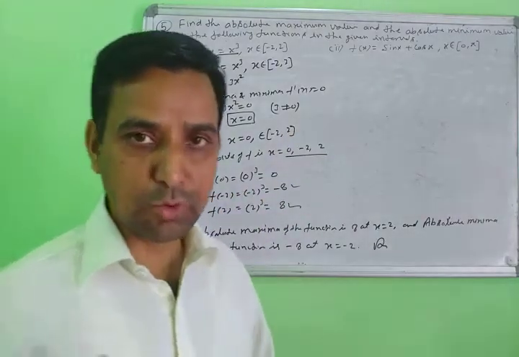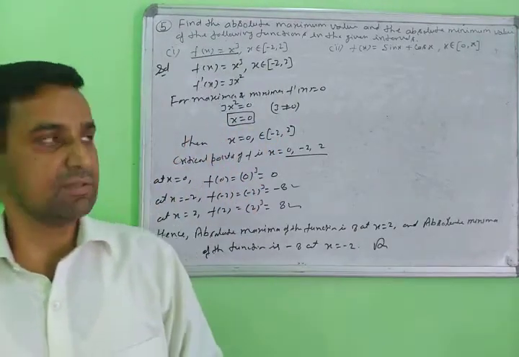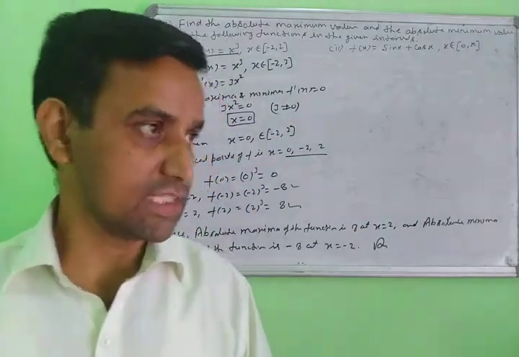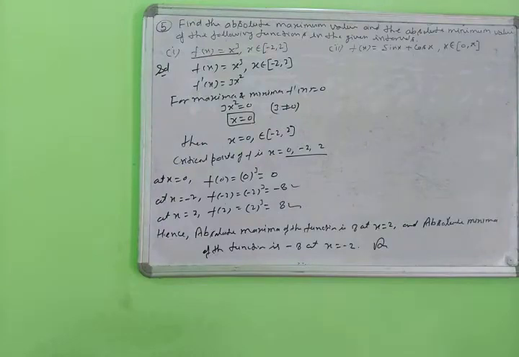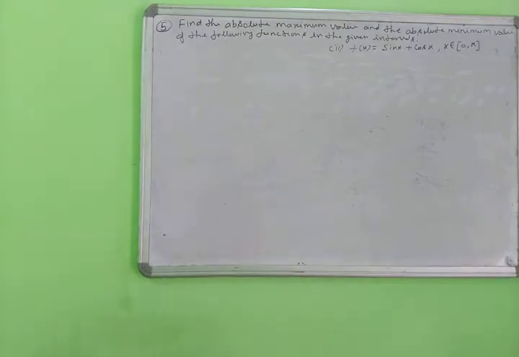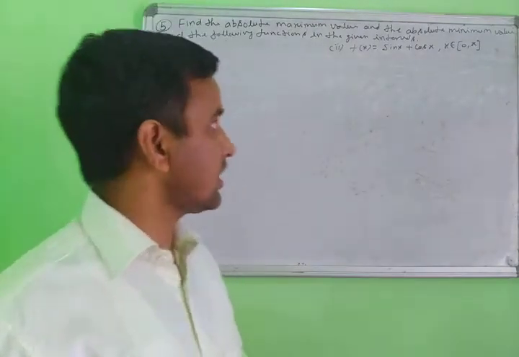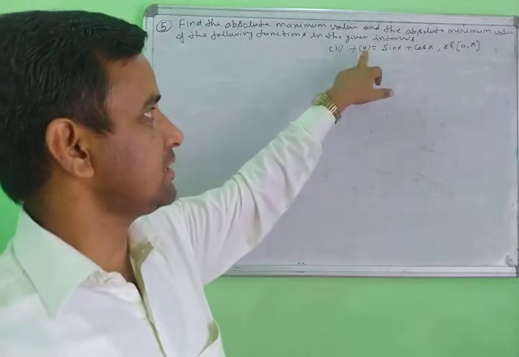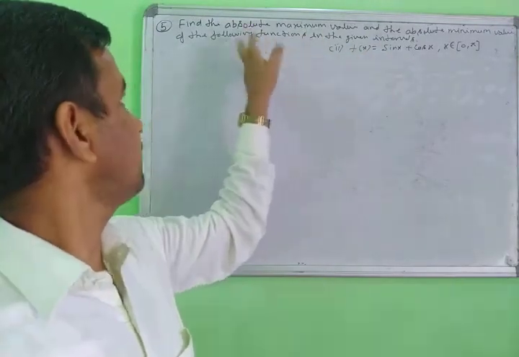How to find the absolute maxima and absolute minima? This is very, very simple. Yes, note down, and solve the next part. Yes students, the first part is completed. Now start the second part. The question is the same. This is the second part of question number 5.